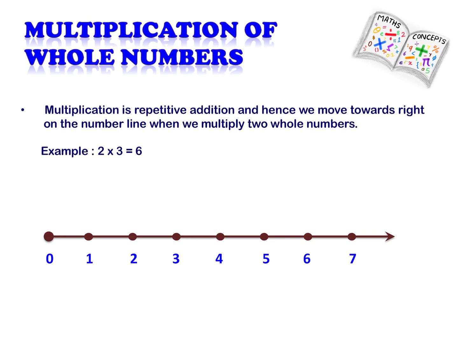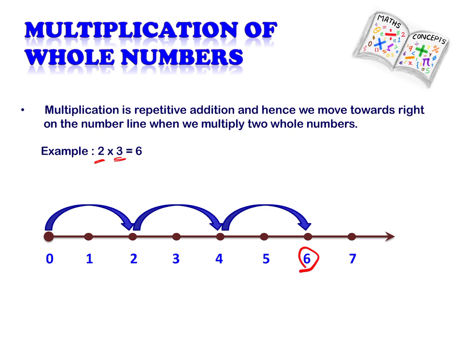For multiplication as well we will move towards right. Example is 2 into 3 equal to 6. So here I'll be moving from 0, I'll be moving 2 places to the right 3 times, 2 places to the right 3 times, which will give me 6 as answer. Okay, so this was all about doing addition, subtraction, multiplication on number line.